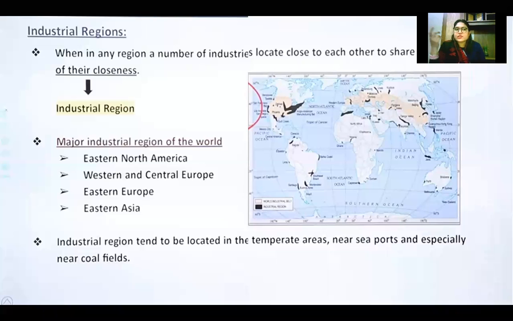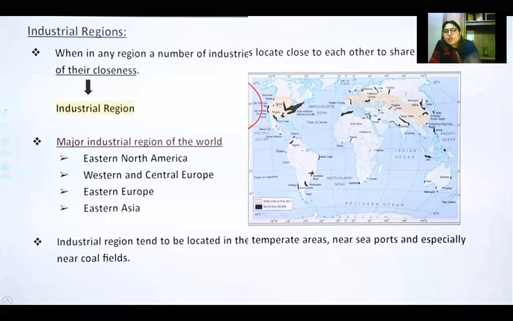Then if one electricity line is coming, you know that it is providing electricity to all the factories. So that's why when in any region a number of industries locate close to each other to share the benefit of their closeness, that is called an industrial region. Where so many factories are there and they locate close to each other and share the benefit of their closeness. They share the resources. So that is called an industrial region.